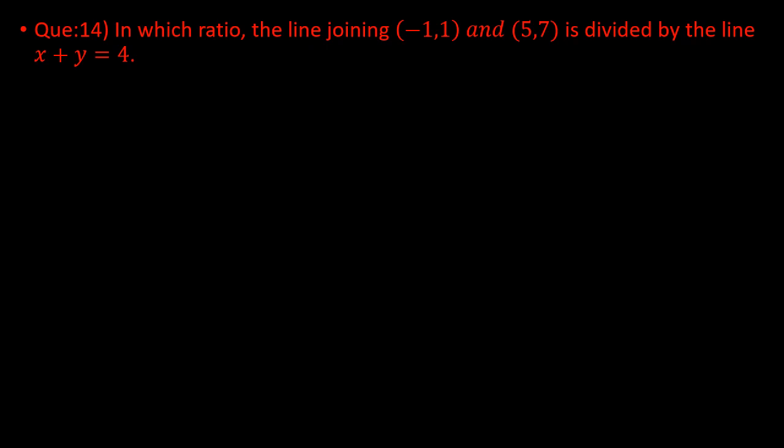Question number 14 says: in which ratio the line joining -1, 1 and 5, 7 is divided by the line x plus y equal to 4. So we have two different points, say -1, 1 and the other one is 5, 7. We have another line, say x plus y equal to 4.